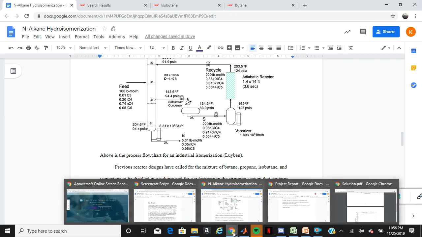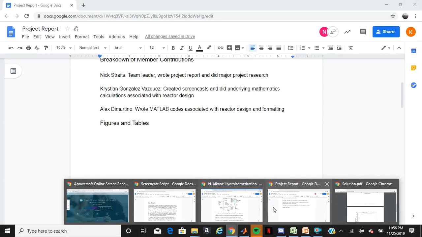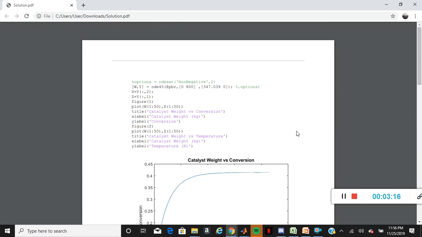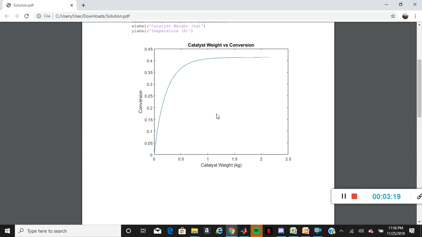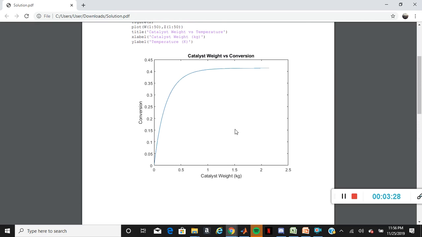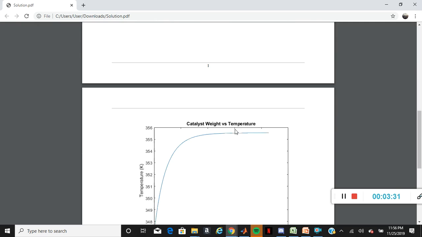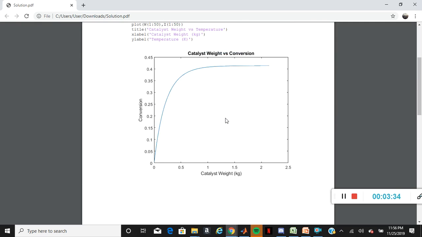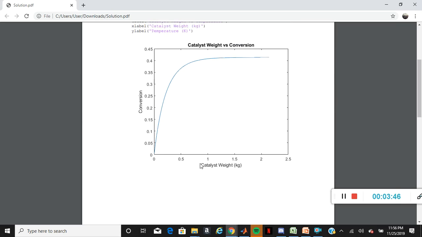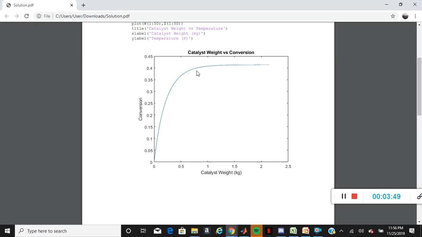So for our simulation, we included some plots that show how conversion changes with catalyst weight, as well as how temperature changes with catalyst weight. The first thing you notice is the profiles for temperature and conversion are pretty similar with respect to catalyst weight, and conversion and temperature seem to plateau at about 1 kilogram of catalyst of aluminum chloride.